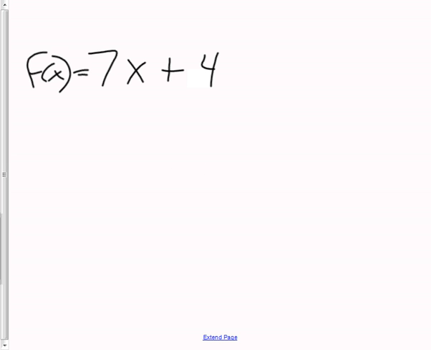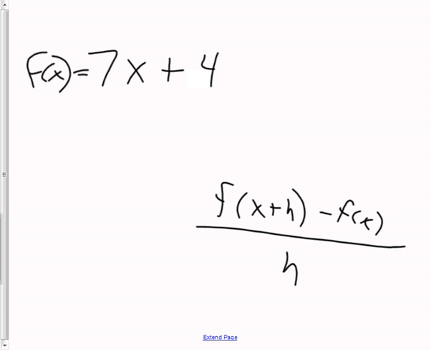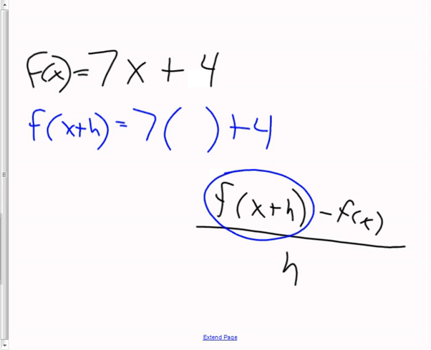Okay, so does anybody have short-term memory and can tell me that big formula that I had up on the board? F of x plus h minus f of x all over. Very good. So I need to find this first, f of x plus h. You drop in 7 empty spot plus 4. That's what variables are. Think of them as empty spots, empty parentheses. Now I'm going to drop in x plus h. There we go. That's f of x plus h.